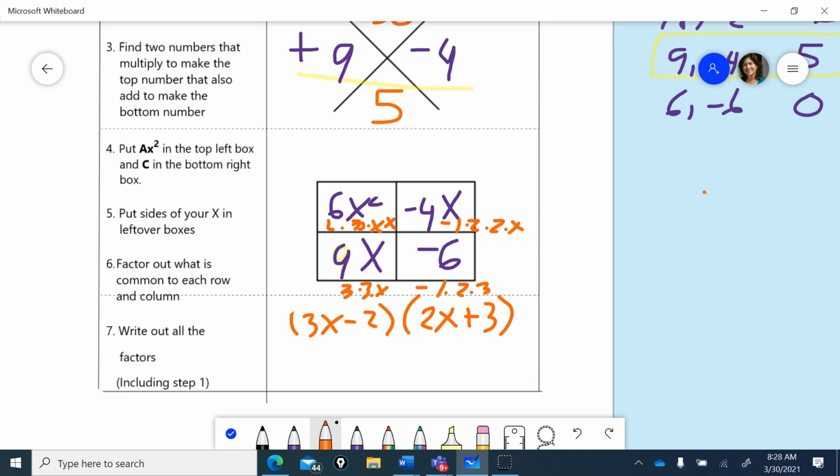So what do they share by rows? The second row, they share 3. That's why it goes outside. For the top row, what do they share? They share a 2. They share an x. That's why I wrote 2x. For the columns, they share 3x. For the second column, they share a negative 1, and a 2, so it's just negative 2. That's how I get these parentheses.